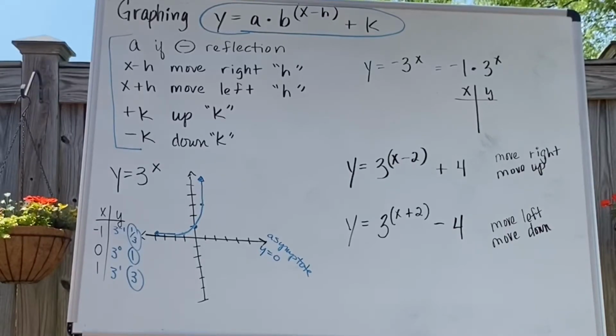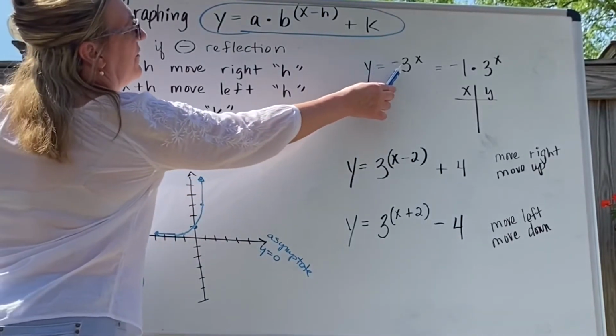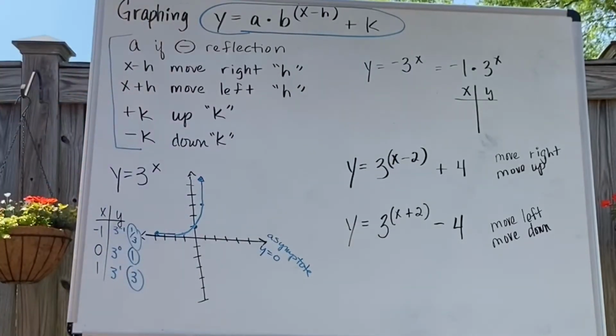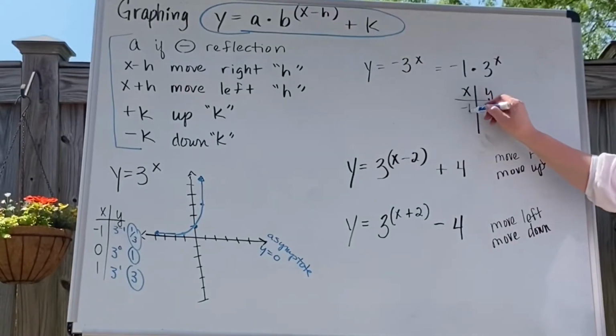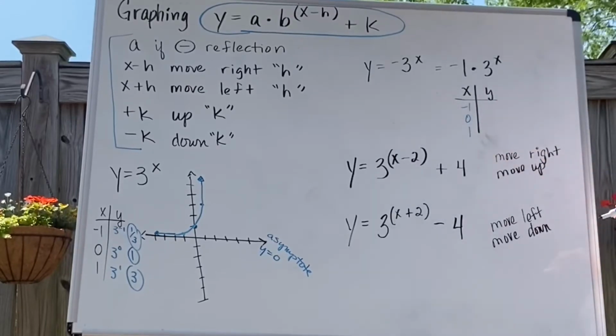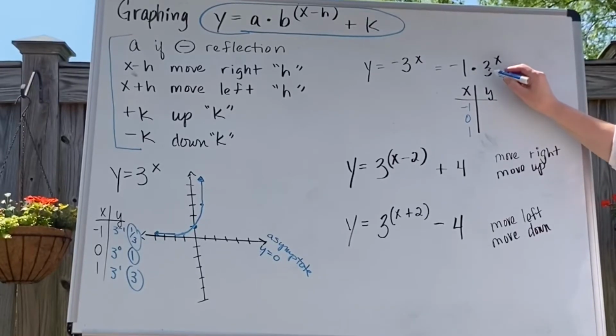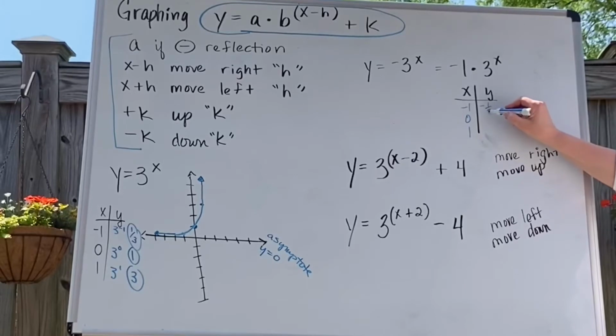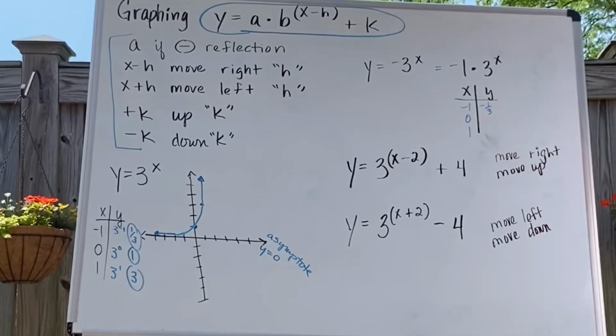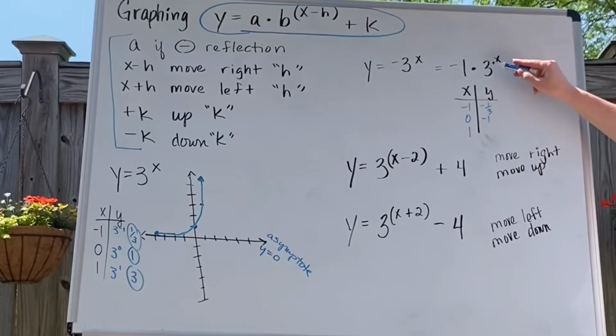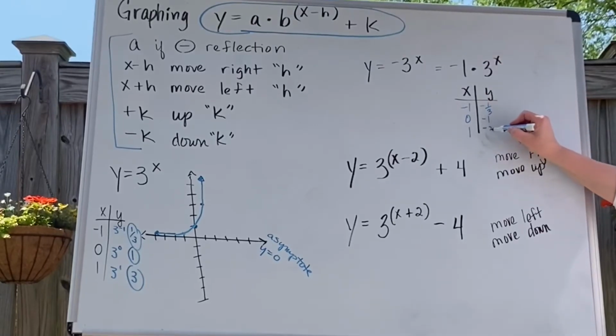So let's talk about what if it has a negative right in front of 3 to the x. That means that you have negative 1 times 3 to the x value. So we're going to plug in some x values there. Let's use negative 1, 0, and 1 again. If I put negative 1 in here, 3 to the negative 1, that's 1/3 times negative 1, negative 1/3. When I put 3 to the 0 in, that's 1 times negative 1. And when I put in 3 to the 1st, that's 3 times negative 1, which is negative 3.